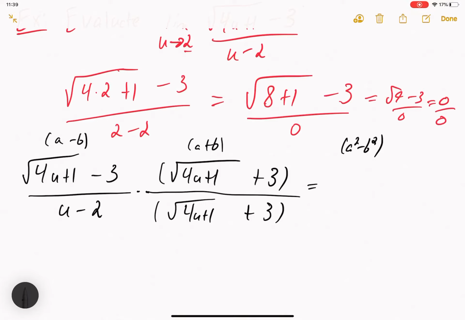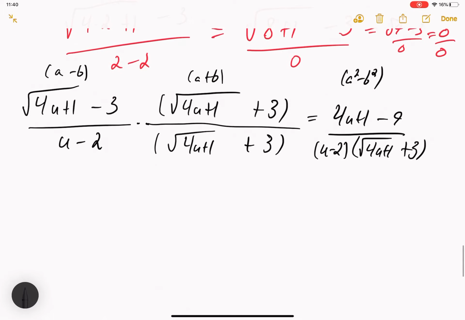And what we're going to get is, like I said, a squared minus b squared. So what we get is 4u plus 1, because that's going to be a squared, minus b squared, where b is equal to 3. So we just get 9, divided by u minus 2 times the square root of 4u plus 1 plus 3. And now we just have to keep on simplifying.